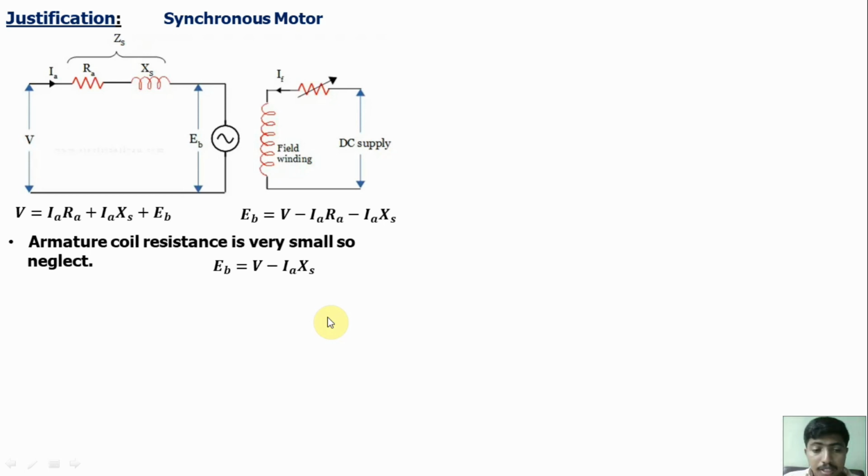Okay, good. Now we go on to draw the basic diagram. V is the terminal supply voltage. It's the reference point.